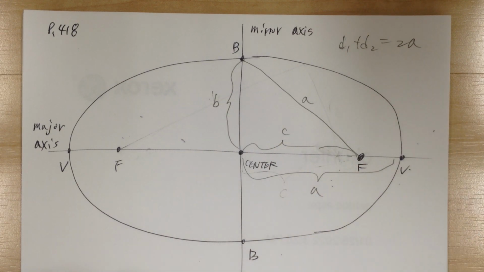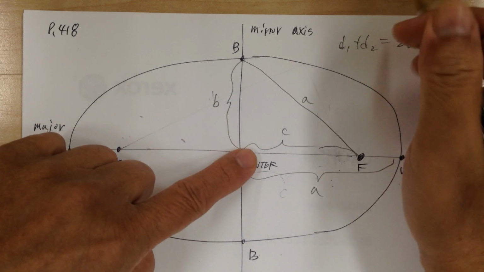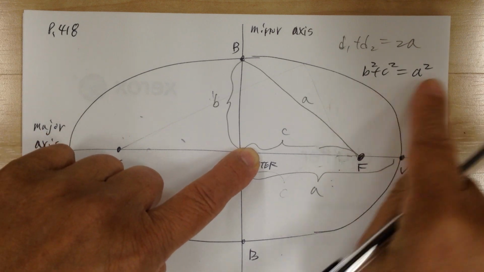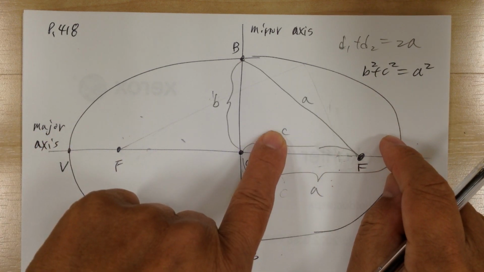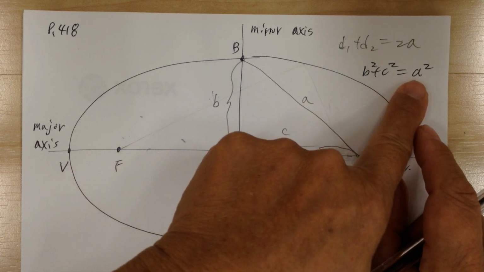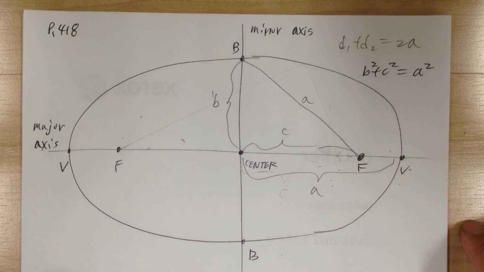Over here, from the Pythagorean theorem, you can see that B squared plus C squared equals A squared. So be flexible with your variables. In this case, C is not the hypotenuse. A is the hypotenuse, so A would be on this side over here. So remember that.